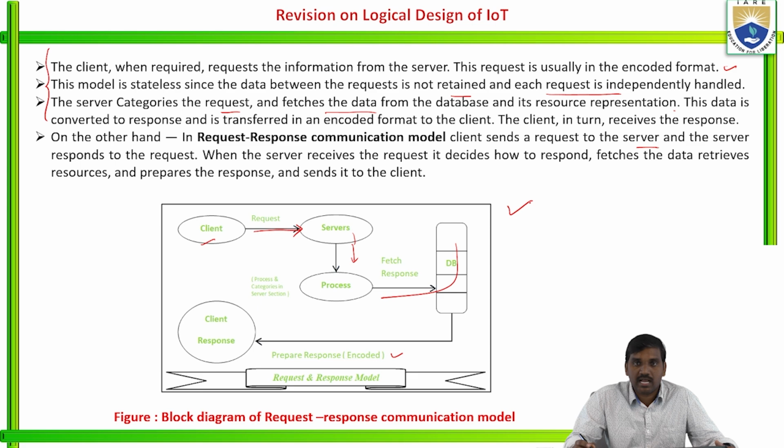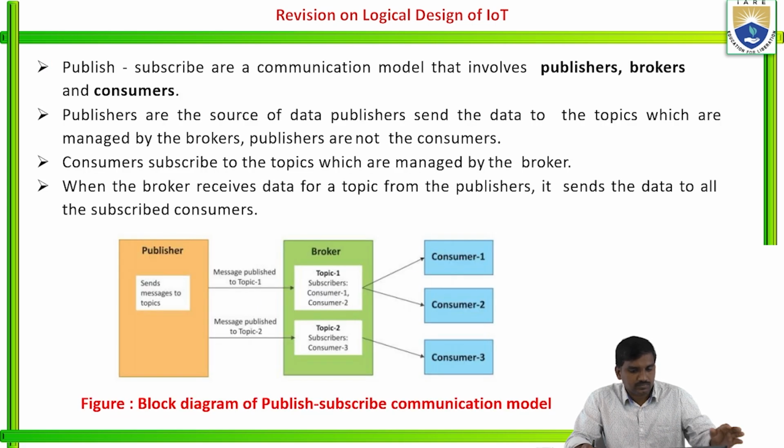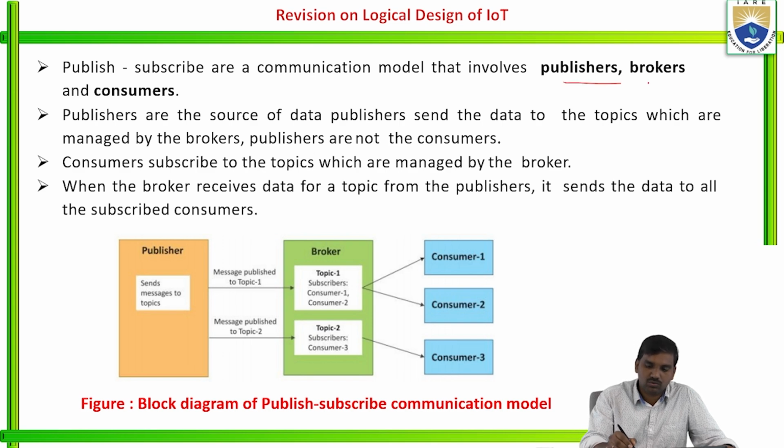So this is the elaboration block diagram of the request-response communication model. And the second type of communication model is the publish-subscribe communication model. Here it involves publishers, brokers, and consumers. In the first communication model, only the server and client are involved, and the communication is going on between only two parties. But in the publish-subscribe communication model, there is a third party involved, that is the broker.